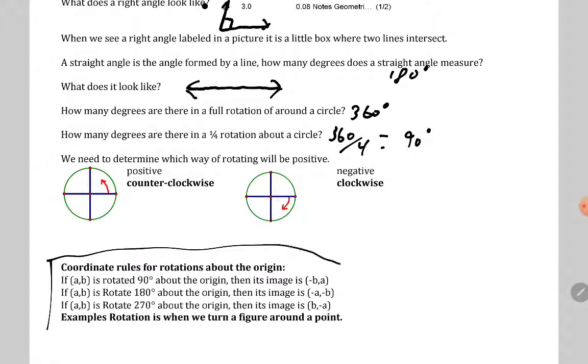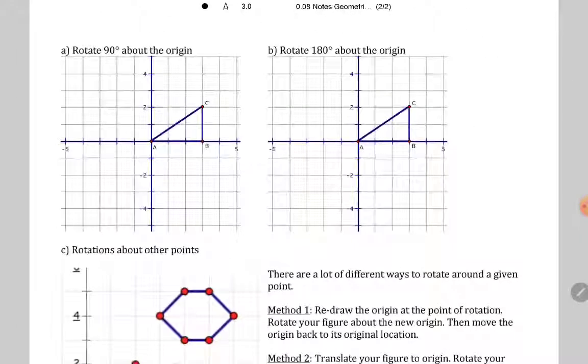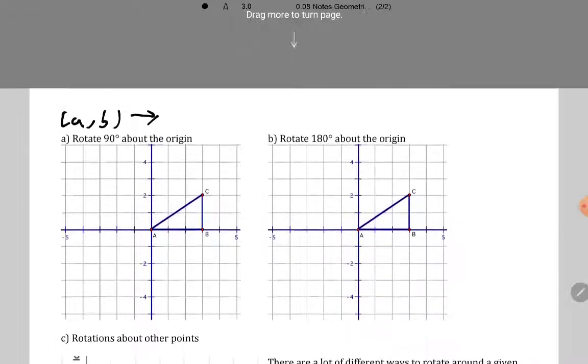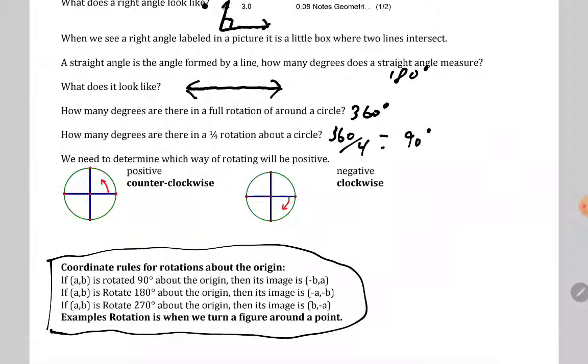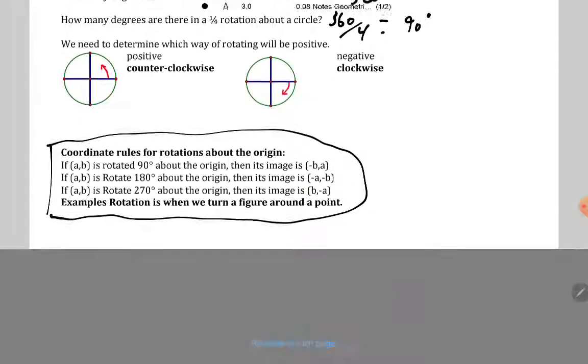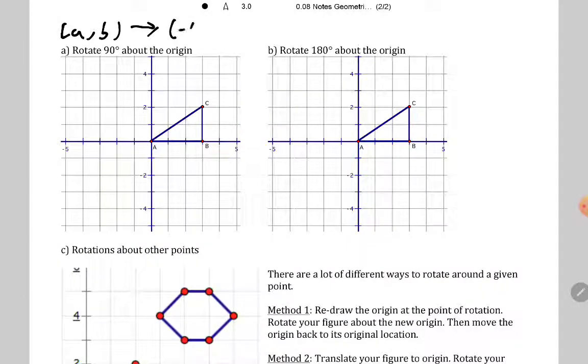And then these formulas are very important. Write them down, use them for your homework, because that's what we're going to be using to rotate these guys. So 90 degrees about the origin. We have A, B, our coordinate here, and it's going to be transformed through a 90 degree rotation around the origin. Remember, the origin is the center. So 90 degrees is negative B, A. So negative B, A.